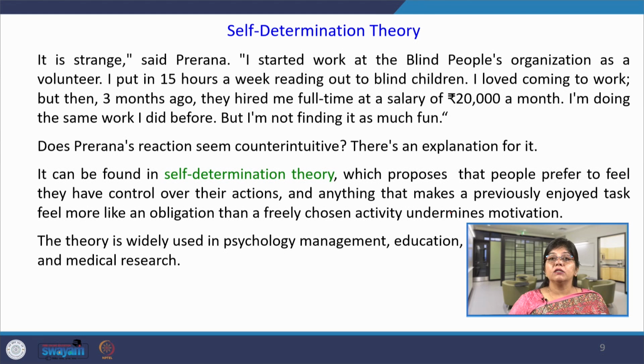So, this theory is widely used in psychology, management, education and medical research, where people can find some kind of autonomy and freedom in their actions and decision making to perform the task in their own way. So, this is self-determination theory: an individual determines certain factors that motivate him to perform, rather than being motivated by external factors, as any employee will not like to be controlled by any other factor.